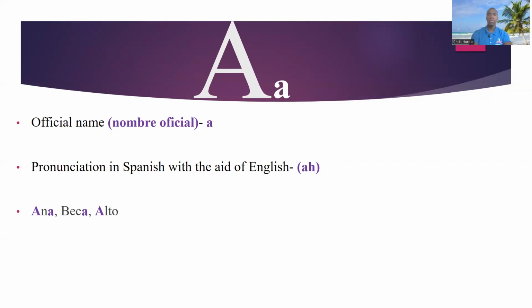So let's go. The letter A in Spanish is A, A. Ana, Beca, Alto. Ana is the name of a person. As you see, you have two A's in it, and in both positions they are pronounced the same. A, na, right? Beca, that means scholarship. Alto, that means tall. So the A is A, A.